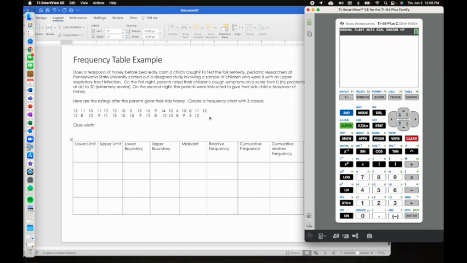And of course, they had a control group and they tried some other things too, but we're going to focus on the data that was collected based on the honey group. So we want to make a frequency chart based on this data here.